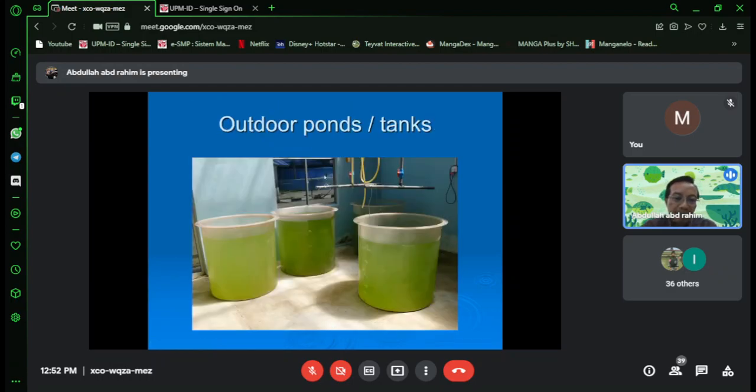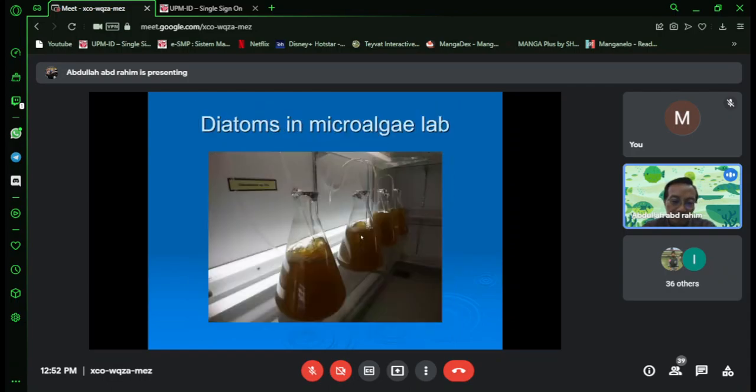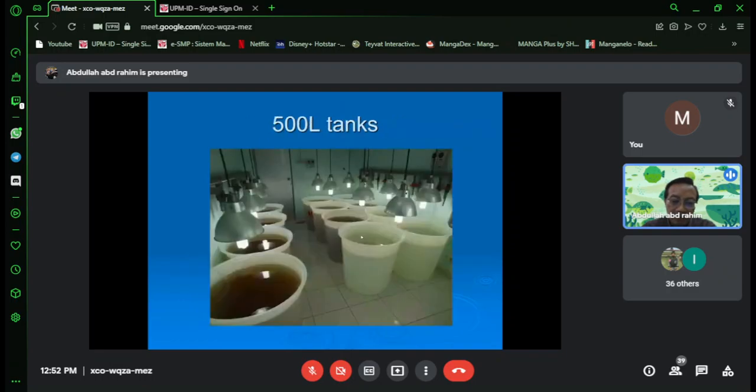This is an example of outdoor ponds, outdoor tanks where they grow Nanochloropsis, also in the fish hatchery. Look at this color; it's green, right? Okay, it's different from this. Well, this is brown. Look at that, very brown. So this is diatom.